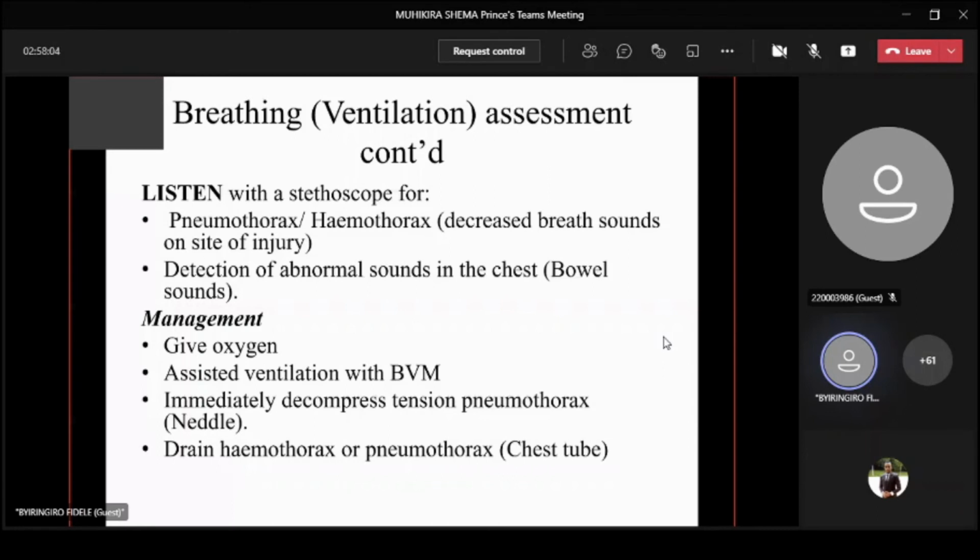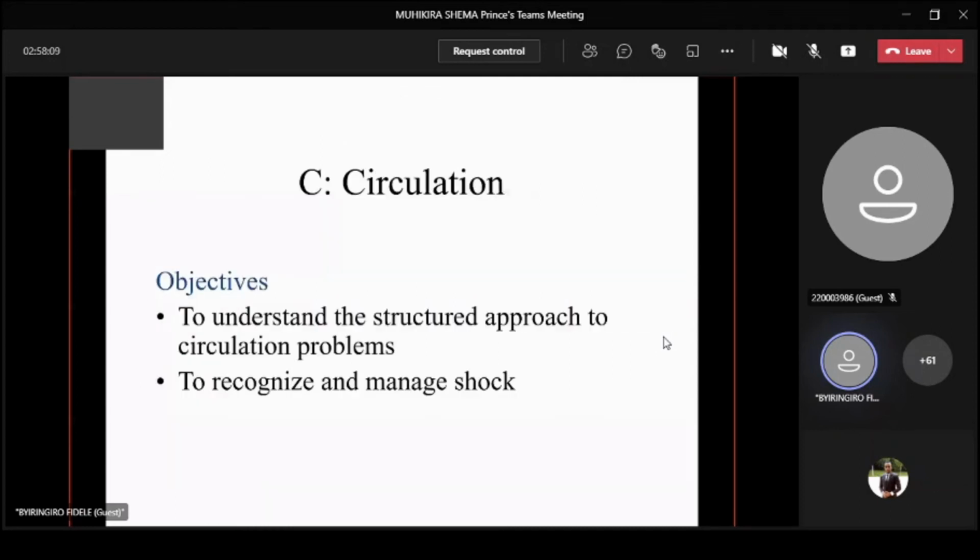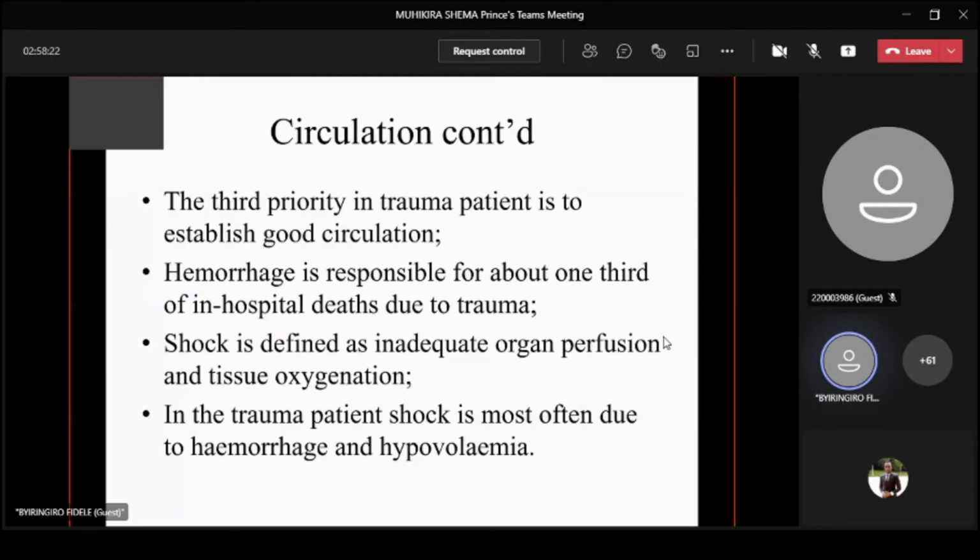On C, circulation, the objective is to understand the structured approach to circulation problems and recognize and manage a shock. This is the third priority in trauma patient, which has to establish a good circulation. Hemorrhage is responsible for about 1/3 of in-hospital deaths to trauma. The shock is defined as inadequate organ perfusion and tissue oxygenation. In the trauma patient, shock is most often due to the hemorrhage and hypovolemia. Shock is a clinical diagnosis, and it is most important to identify the cause.